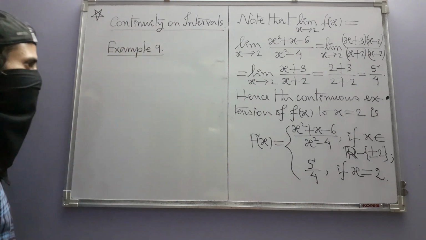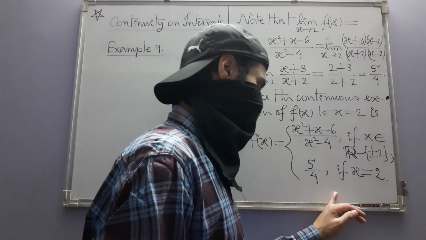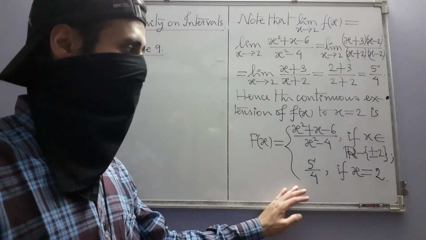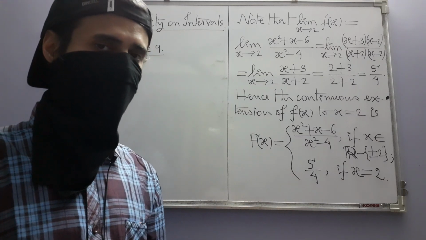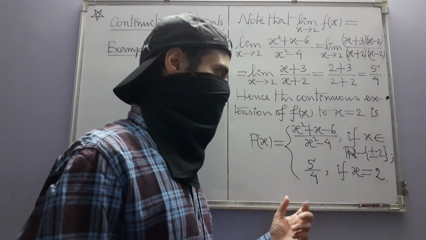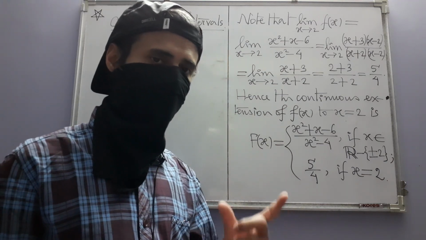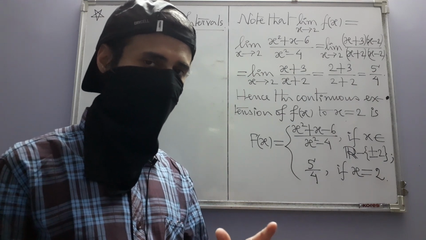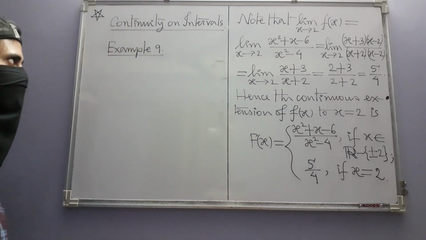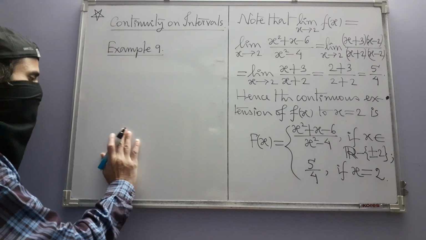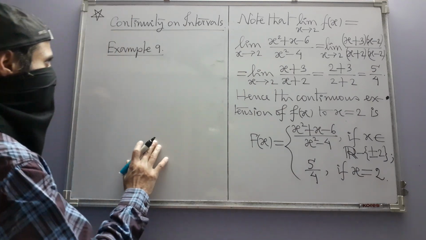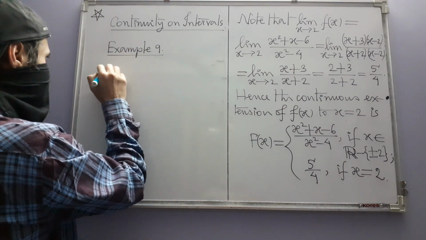Example 9. Now, we of course have already come across many discontinuous functions. Discontinuous functions means functions which fail to be continuous at some points in their domain. And for such functions, there are regions in the domain, which usually are intervals, where the function is continuous. So let's see some examples of such functions which are not continuous everywhere but are continuous in some intervals.